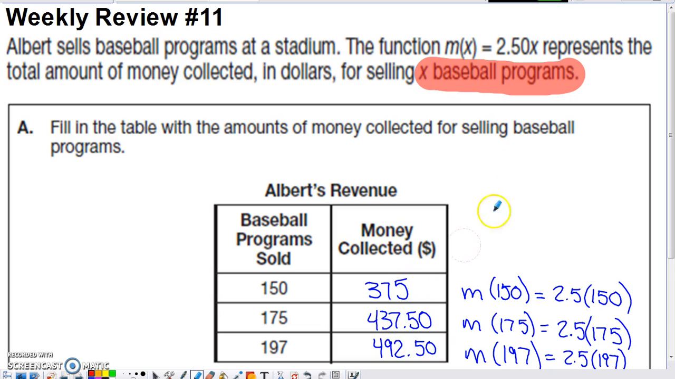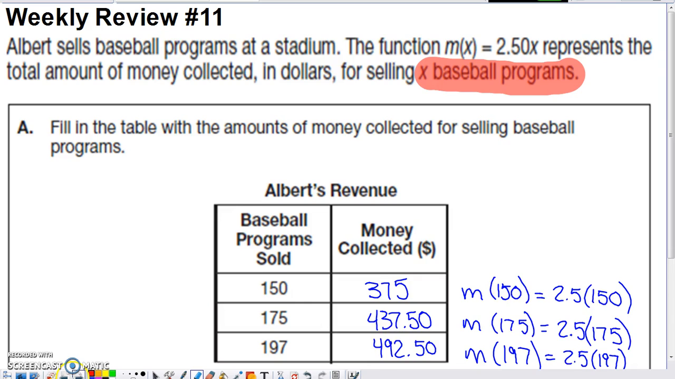Similarly, we put 175 in for x. 2.5 times 175 gives us that amount of money. And then if he sells 197 programs, 2.5 times 197 in for x is going to give us that amount of money. So basically they give us this function and they ask us to find three different function values. We want to know the m value, the money value at this x, at this x, at this x, and there are the answers.